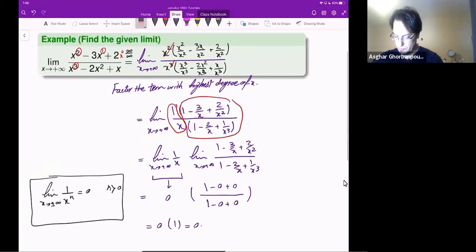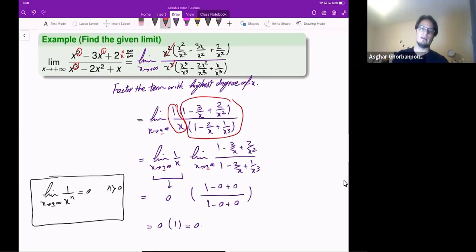One remark here: if this was x approaches negative infinity, it would go exactly the same way, and the limit will be 0 again.